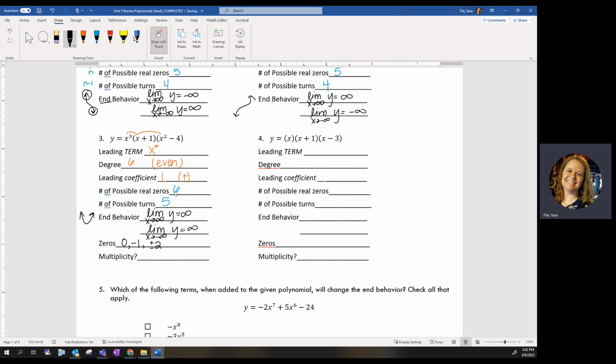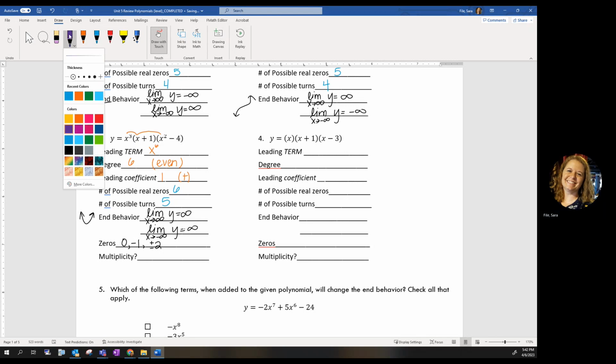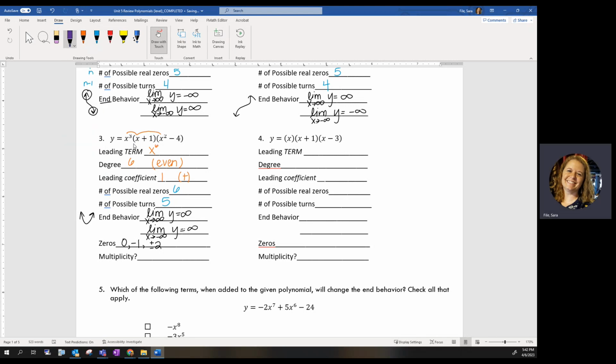It could have possibly had up to 6, but it only has 4. Now, why might that be? Look at the multiplicity. So here, this factor is not raised to a power. It's an understood power of 1. This factor, the x was squared, but that's when we solved it.